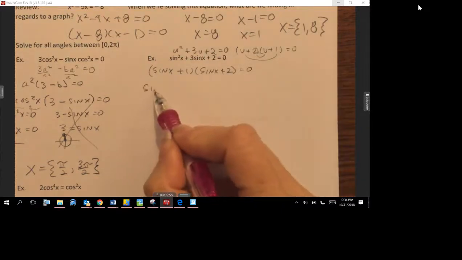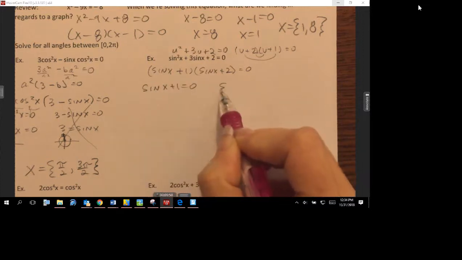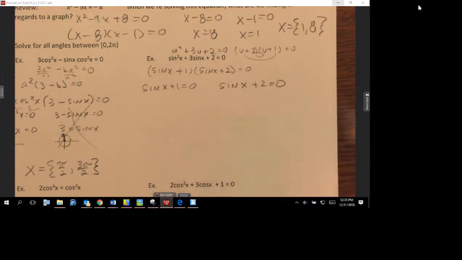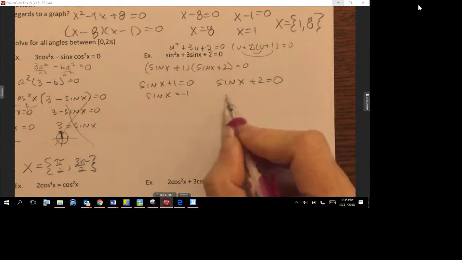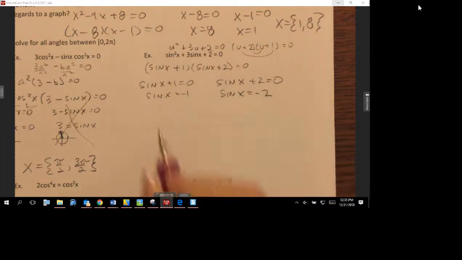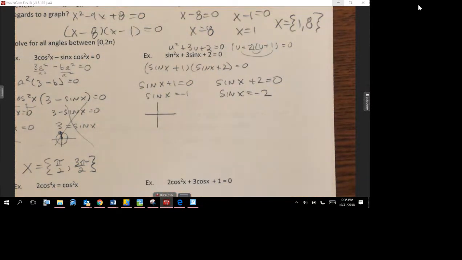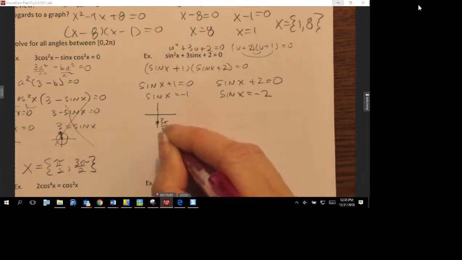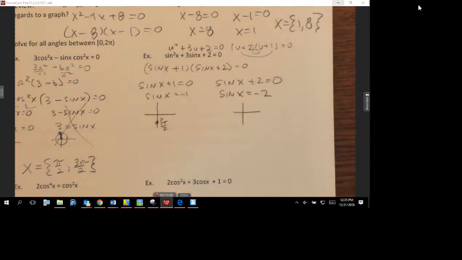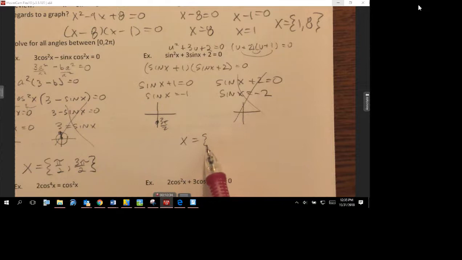So once you have factored, we set each factor equal to 0. We're going to solve each factor. So we have to figure out where does sine x equal negative 1? 3 pi over 2. And then where does sine x equal negative 2? It never does. That's undefined. You can't use that answer. So we should only have one answer. Let's check.